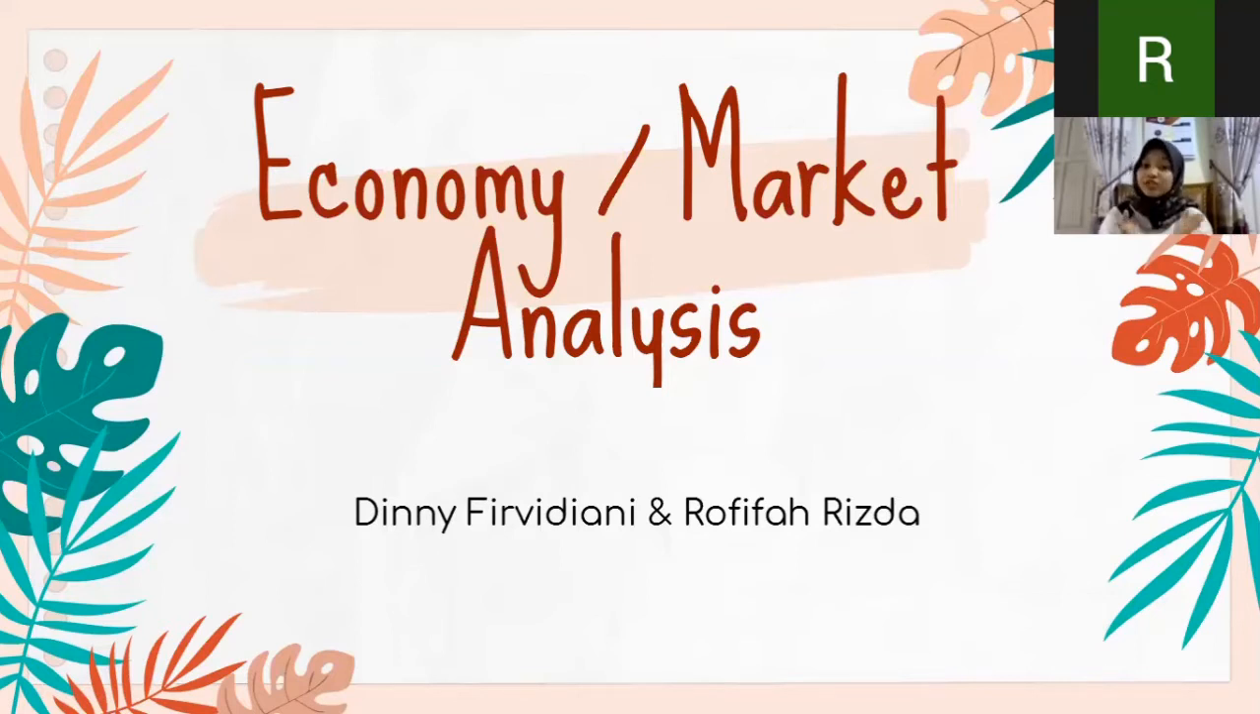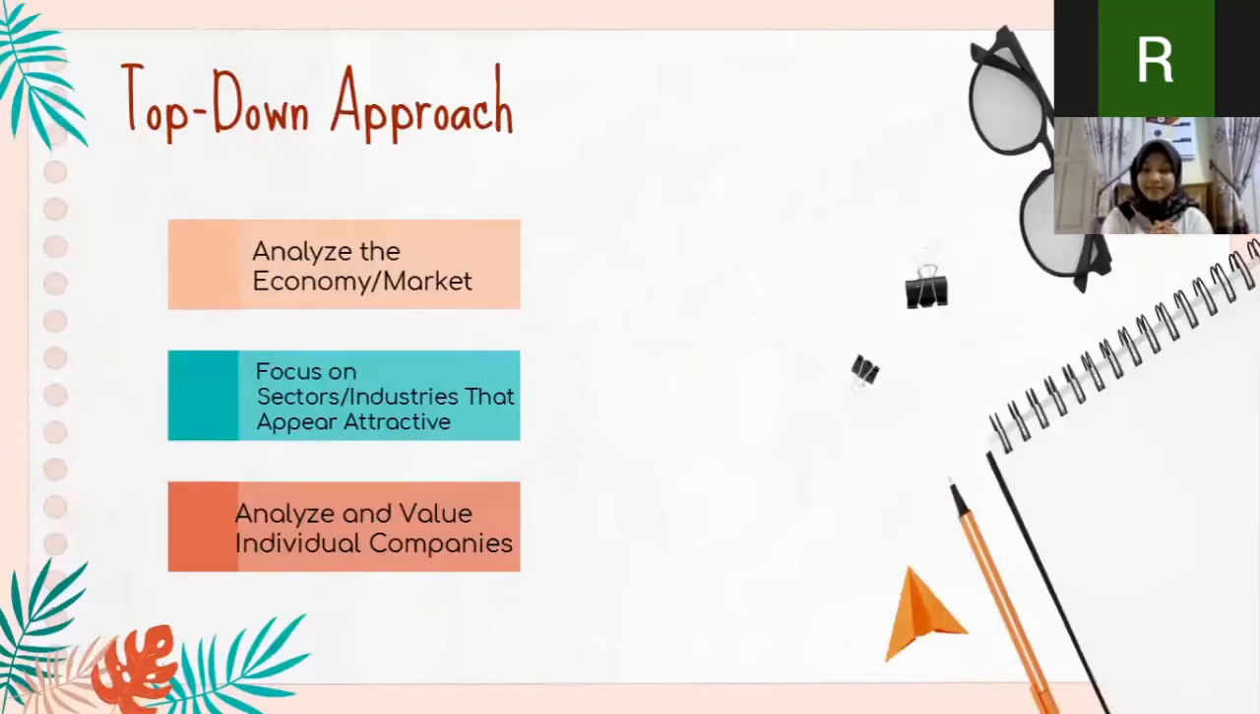We would like to present to you all our presentation about economy or market analysis. This chapter begins with a discussion of fundamental security analysis by considering the economy and the market. This is the first step in the top-down approach because of the overall influence of the economy or market in impacting stock returns. The top-down approach to fundamental security analysis has three steps: analyze the economy and market, focus on sectors or industries that appear attractive, and analyze and value individual companies.